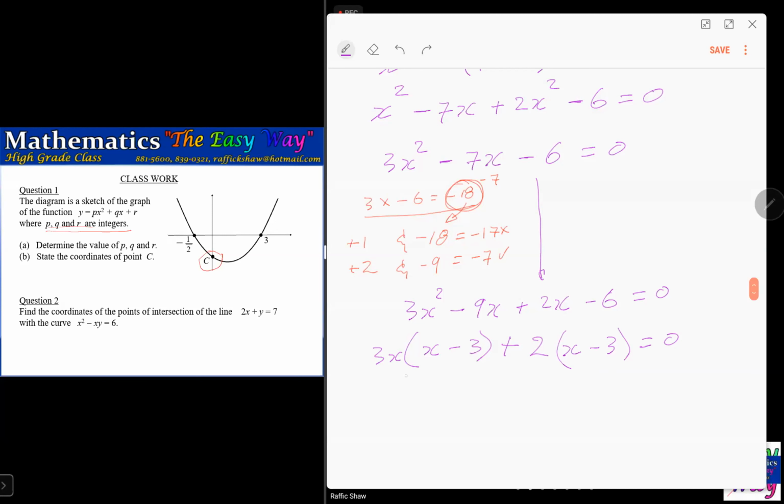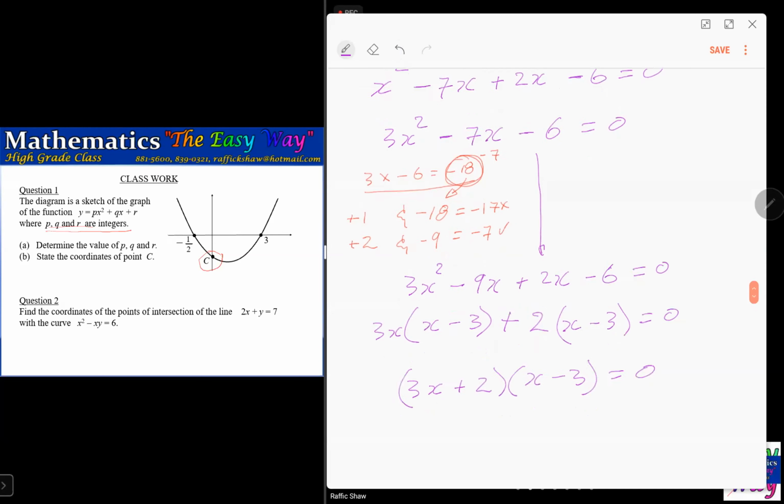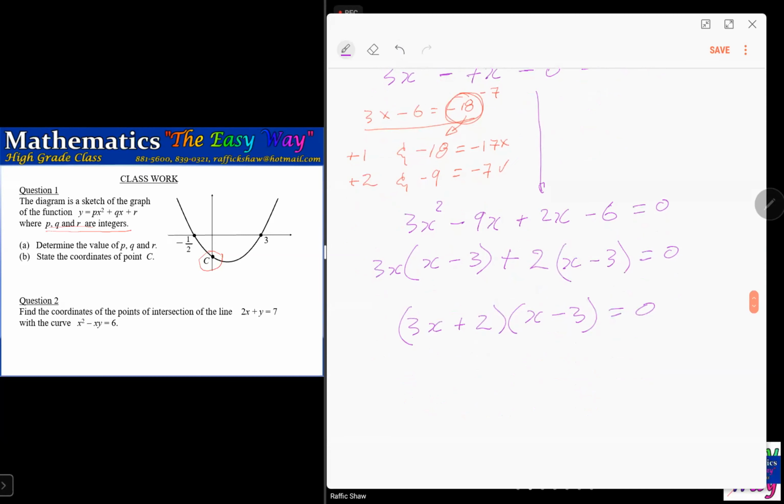Right? Then it's 3x plus 2 times the common factor of x minus 3. Alright? So see here now it becomes 3x plus 2 times the common factor of x minus 3 equals 0. Remember, how we're doing it right here now is finding the 2 x values where the line and the curve meet. Don't forget what we're doing. Alright? So we're using a quadratic equation to find those x values.